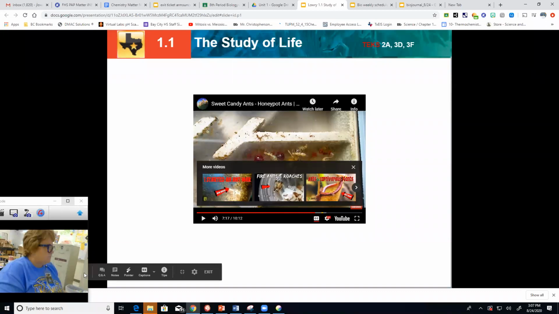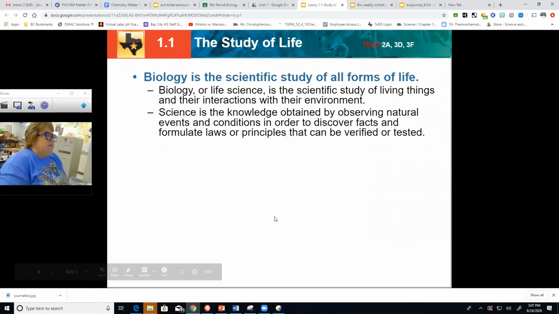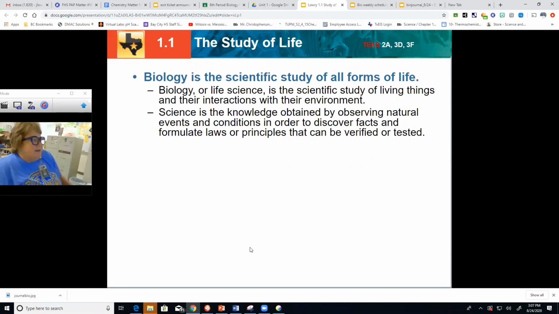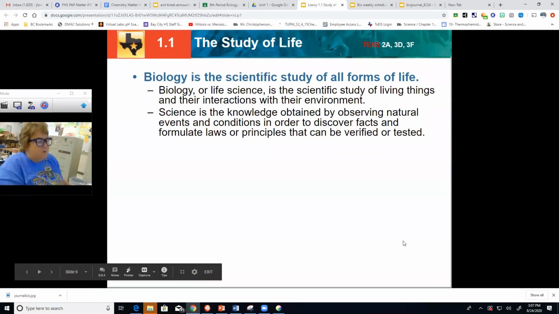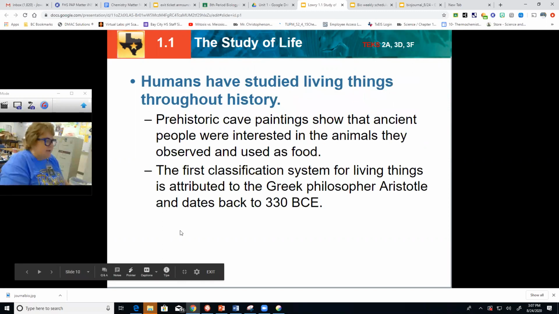All right, next slide 9, all right. So biology, or sometimes it's called life science, is a scientific study of living things, and more importantly, also how they interact with their environment is what we're looking at. Science in general is gaining knowledge. When you talk about science, that has to do with gaining knowledge, usually through observations. And especially in biology, we're looking at natural events and conditions that are natural in nature.